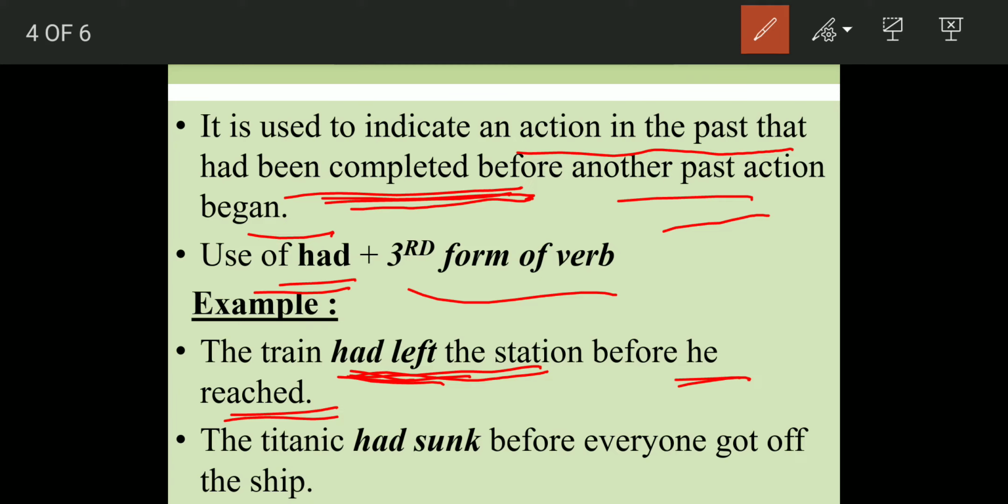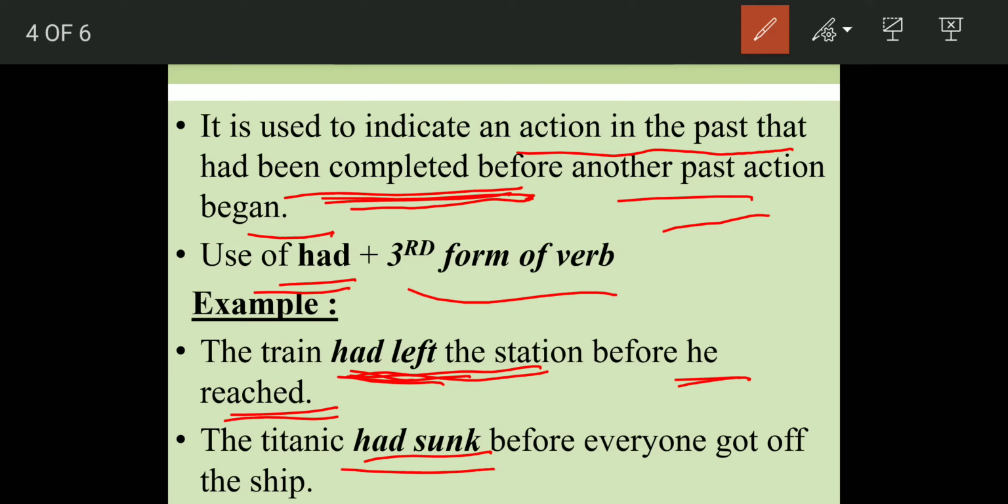Two actions happen. The Titanic, it was a ship. The Titanic had sunk before everyone got off the ship. So before everyone could get off the ship, the Titanic had sunk. We are talking about two actions. One was done before the other action could begin. So it had already sunk before everyone could get off. So that is why I used past perfect.